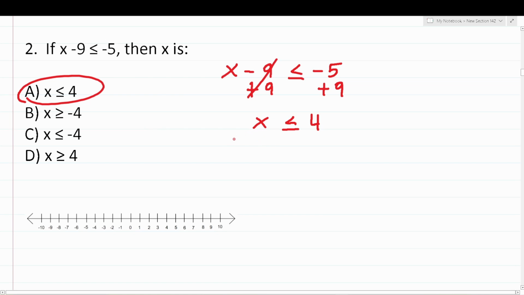Let's go ahead and graph this solution on a number line. Since we're working with a less than or equal to sign, we know we're going to be using a closed circle. Let's go to 4 on our number line and drop that closed circle right there. And this says x is all the values less than or equal to 4. So all those values are 3, 2, 1, 0, -1, and so on and so forth. So we're going to draw an arrow going this way. All right, that is that one. That's all there is to it.